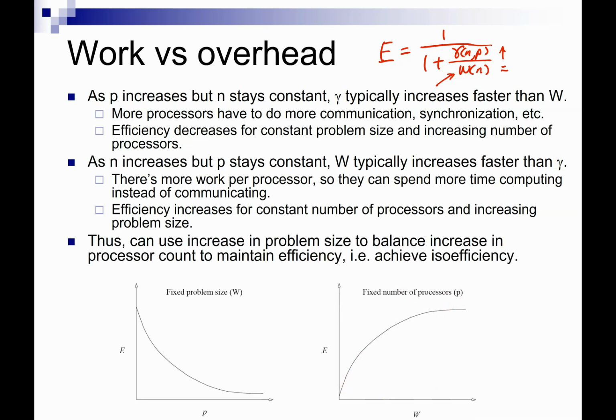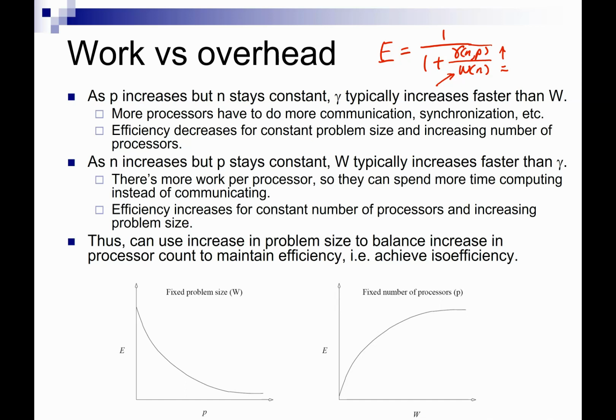Now for isoefficiency, what we want to do is to both increase the number of processors and increase W, but to do this in a way that they balance each other so that we can maintain the same efficiency. So we don't want our efficiency to decrease, and we also don't need it to increase. By increasing both P and W at the same time, we can maintain the same efficiency. That's what isoefficiency is.